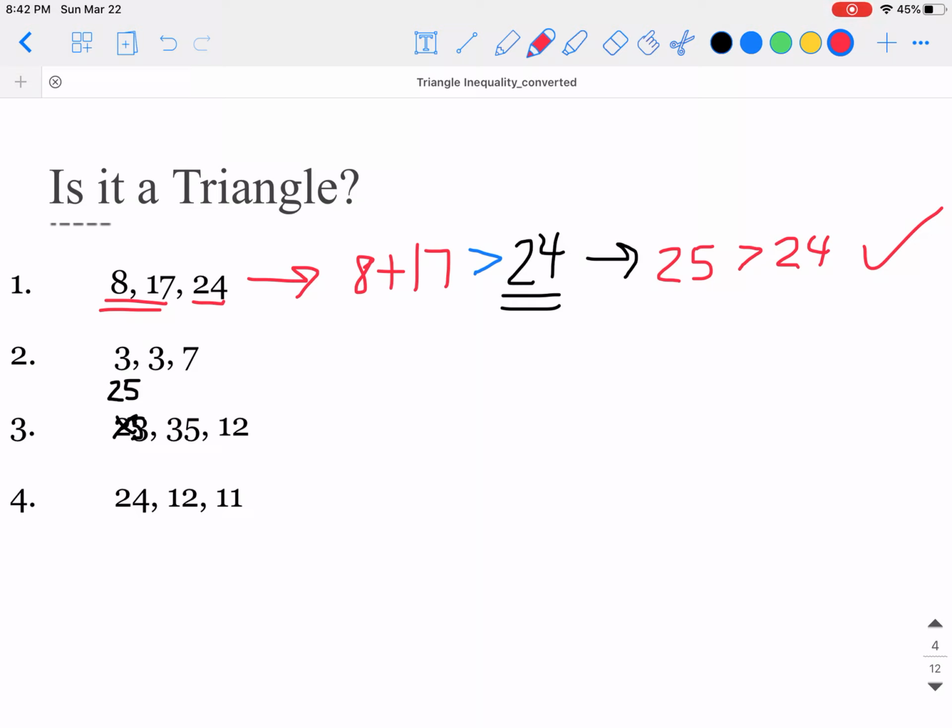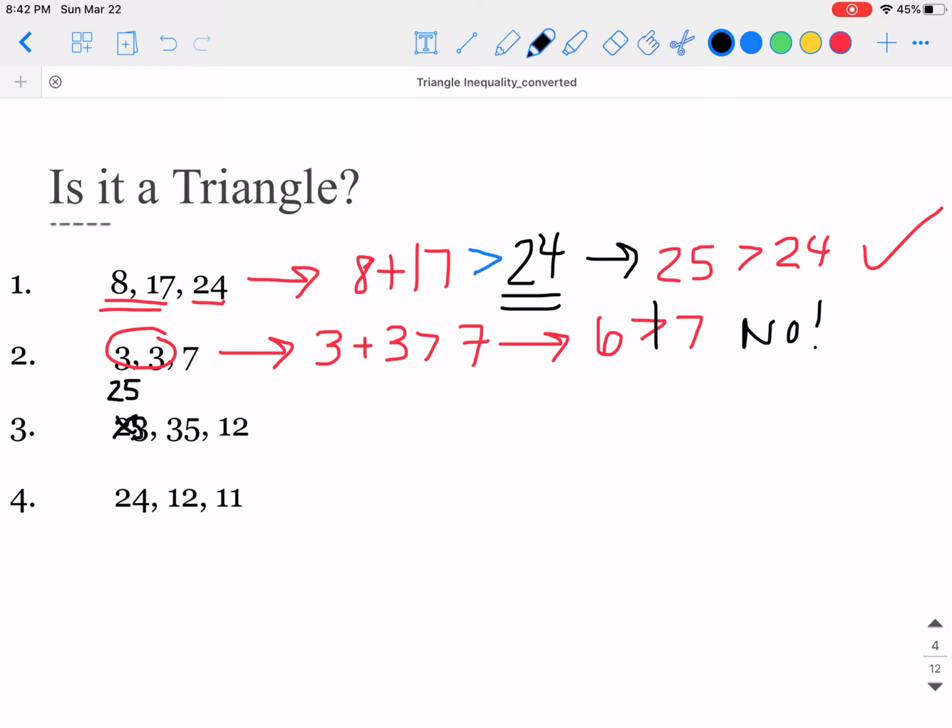For our second example, we have sides 3, 3, and 7. The smaller sides of our triangle are 3 and 3. So we have to see, is 3 plus 3 greater than the largest side, which is 7? If we simplify, 3 plus 3 gives us 6. 6 is not greater than 7. This is not true, so this is not a triangle.